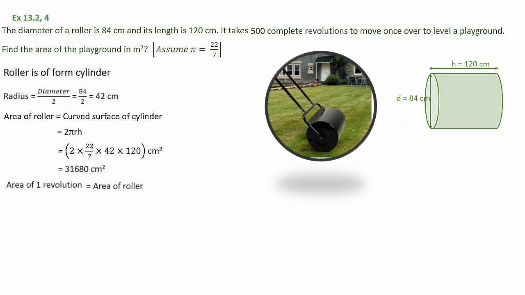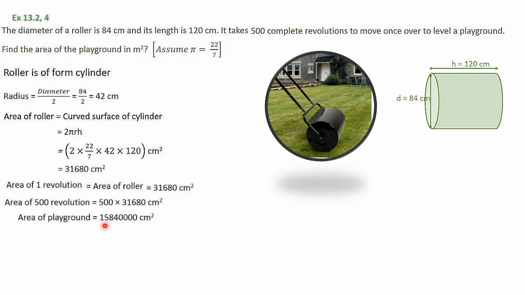Here area of one revolution is equal to area of the roller, that is equal to 31,680 centimeter square. We have already discussed this matter. Then here it is given to us 500 complete revolutions the roller is making. That means area of 500 revolutions is equal to 1 time 31,680, 500 times, in the sense 500 into 31,680. So that is area of playground. Area of playground is equal to, when we multiply these two, we will get 1584, then 4 zeros. So 1 crore 58 lakh 40,000 centimeter square.